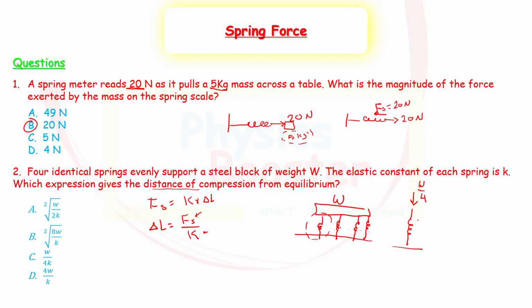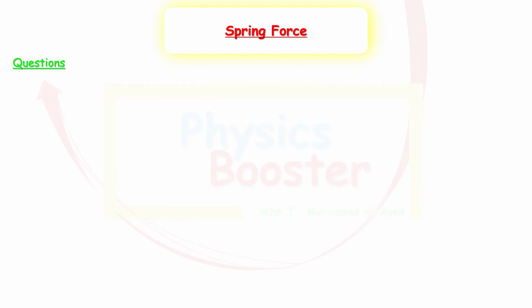So the force is equal to W over 4, divided by K, which is the spring's constant. So if I go back to the equation, I can say that delta L is equal to W over 4 divided by the spring's constant, which is K, and I can rewrite it again. I can say it's the same as W over 4K. So the answer here is going to be C. I hope it's clear. Next question.